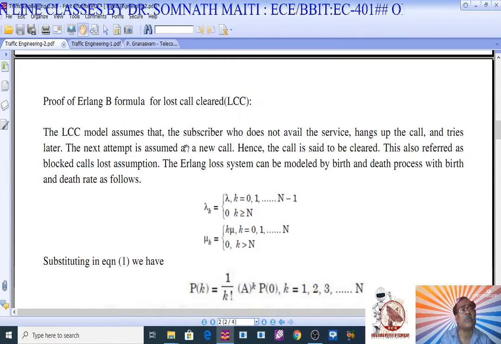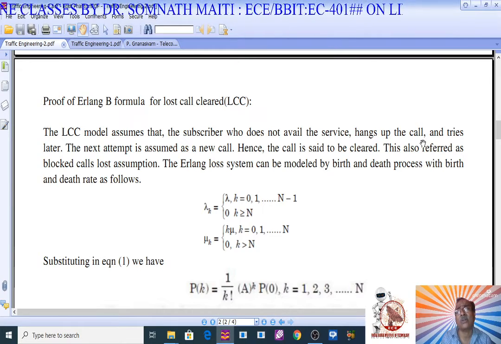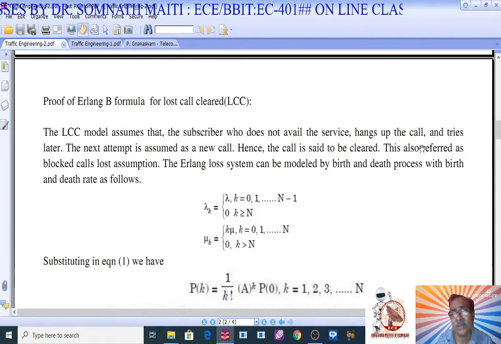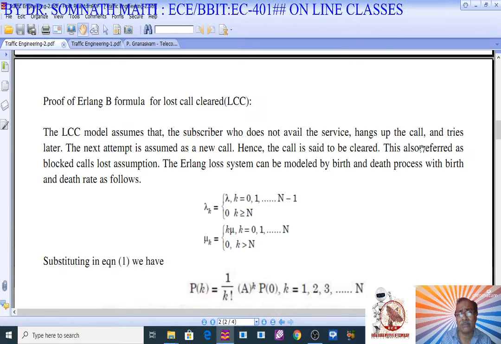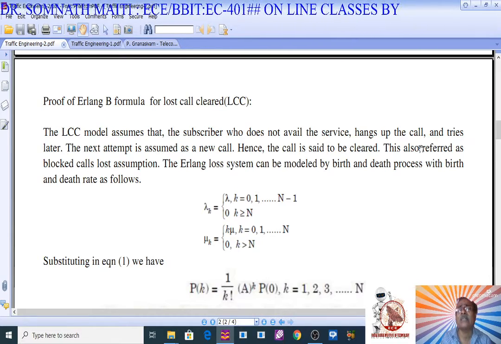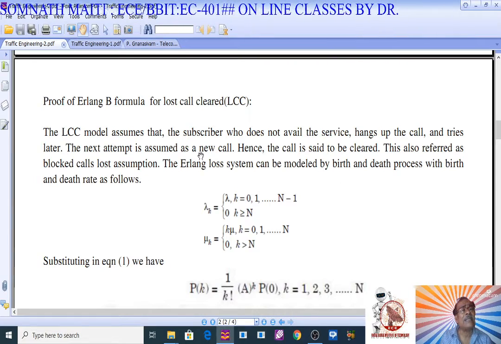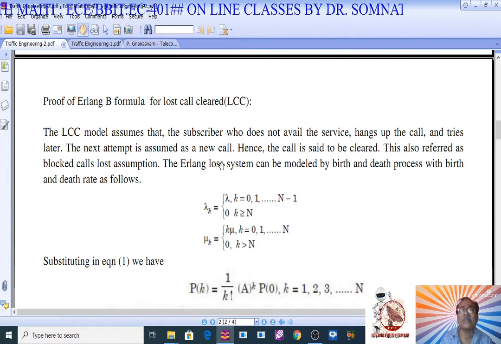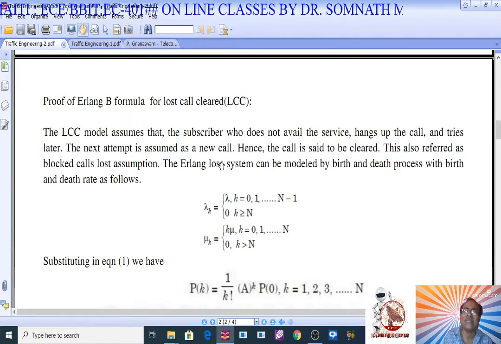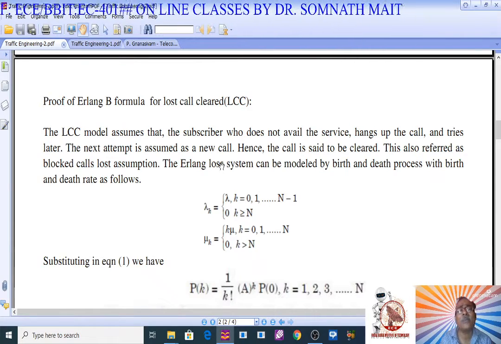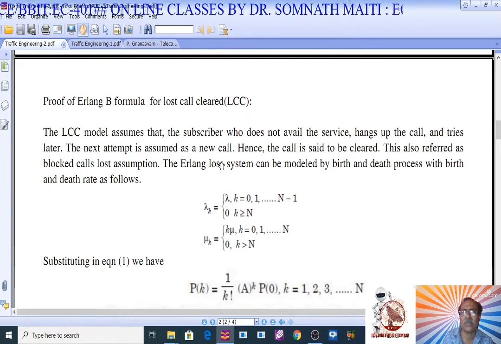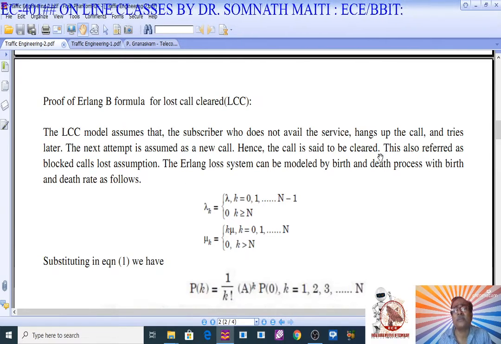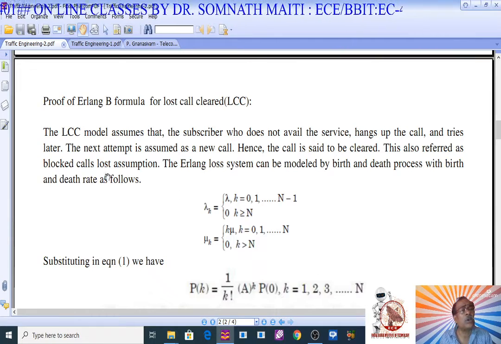The lost call cleared model assumes that a subscriber who does not avail the service hangs up the call. You may try once or twice, but if you do not get through, if you get annoyed, or you may be busy with some other job, you may not attempt further. The next attempt is assumed to be a new call. So the second time he calls this system, it is considered a new call. It is not treated as a second, third or fourth attempt. Every time he makes a call, whether successful or unsuccessful, it is an arrival of a call. Hence the call is said to be cleared. This is also referred to as the blocked call lost assumption.